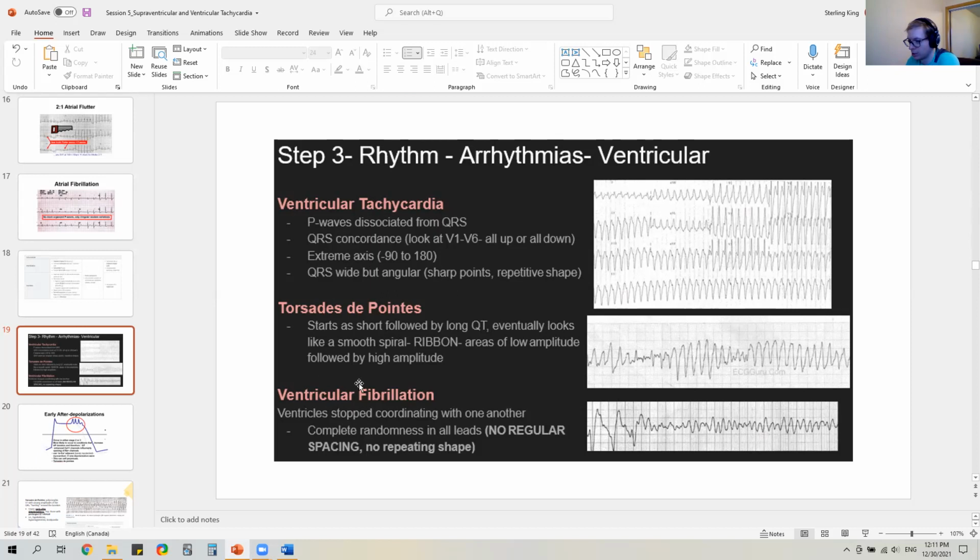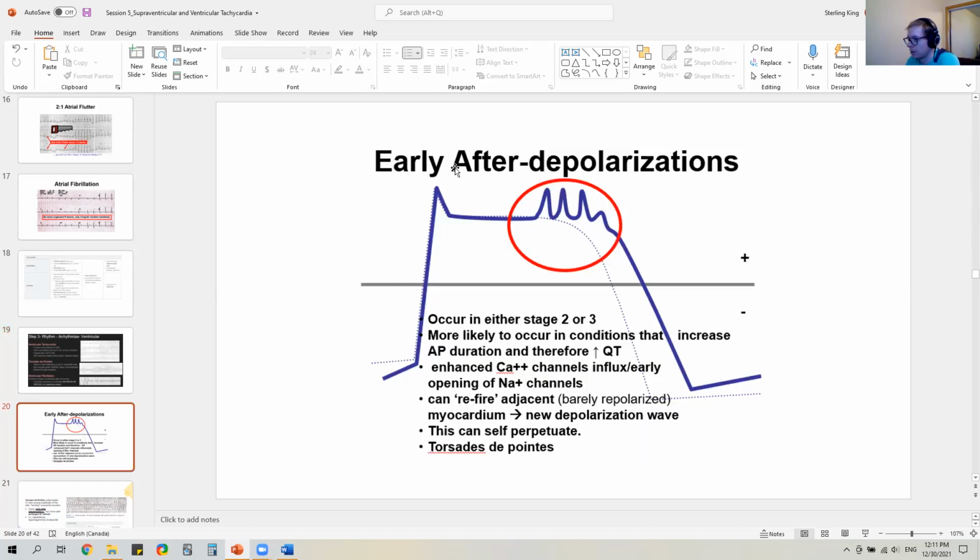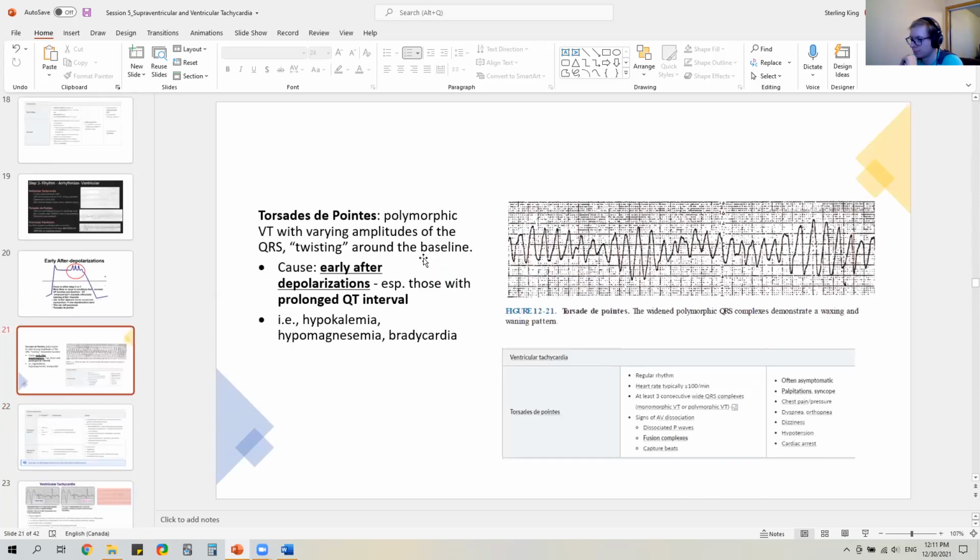Basically, there's no coordination. When they talk about early afterdepolarizations, they're talking about this part, so after the depolarization, in this kind of plateau phase where it's causing a refractory period, it can fire again. So that would be an early afterdepolarization. And that puts it at risk for torsades de pointes. So you see narrow, and then it gets wider, and then narrower, and then wider.